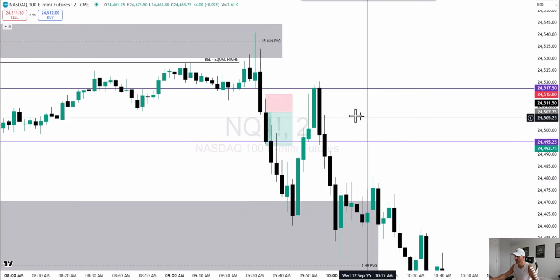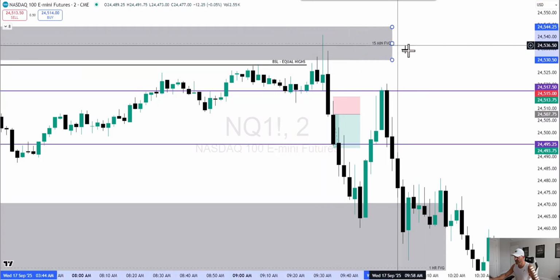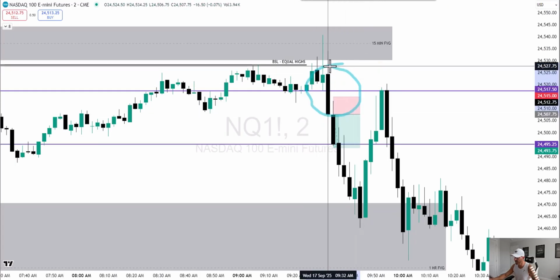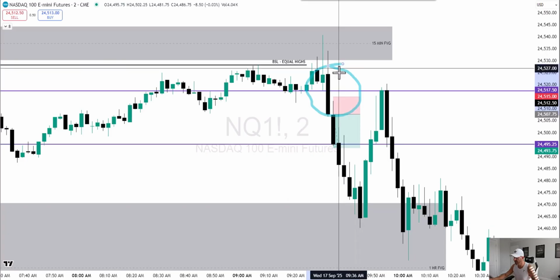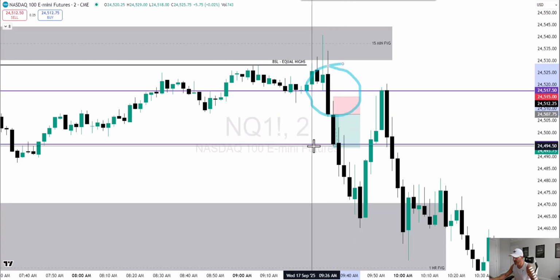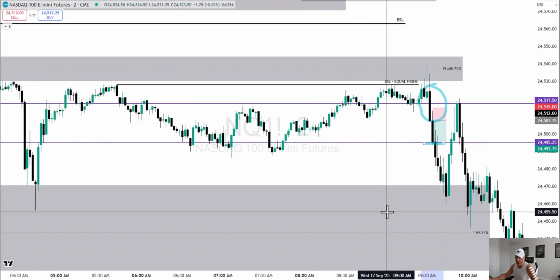Okay, so we have equal highs that have been taken. We've tapped into a 15-minute and bounce, right? We have displacement through the level. Boom. Right there. Displacement through the level. This is a continuation sell setup. We're looking for continuation to the lower level or some lower point of liquidity.